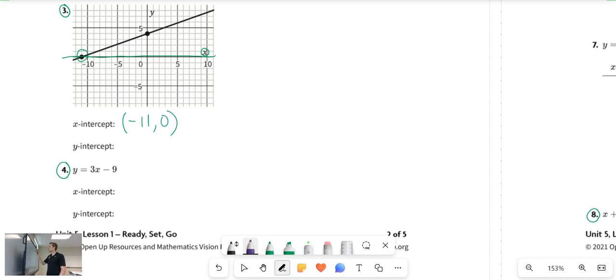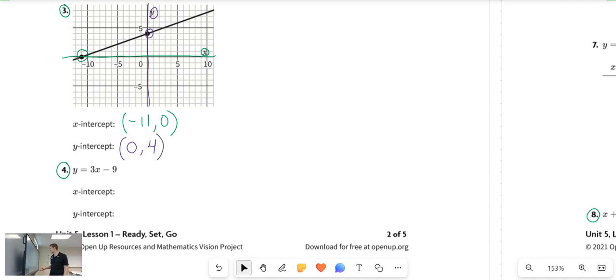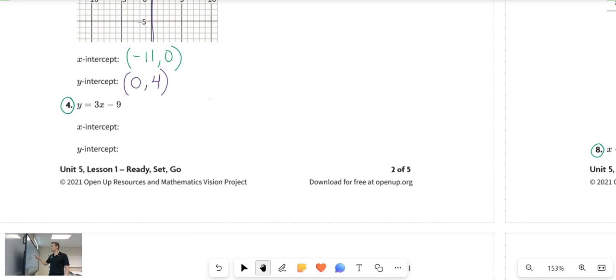And then for the y-intercept, again, we are looking at the y-axis, and it seems like we crossed right here, and that is just below the 5, so that's going to be at 4. So that's 0 for x, and then 4 for y: 0, comma 4. All right, we move on to number 4.